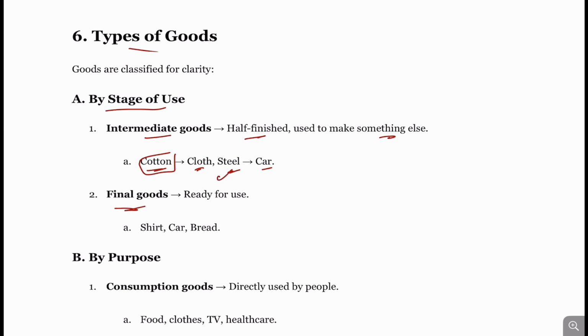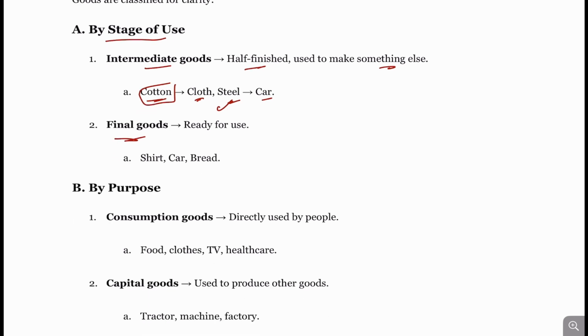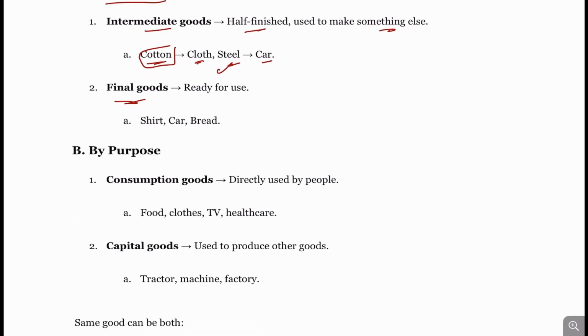Final goods are the goods that are consumed or used by those who buy them. They are utilized, they are consumed. Suppose a t-shirt, a car, or bread. A car is used for one's own use.